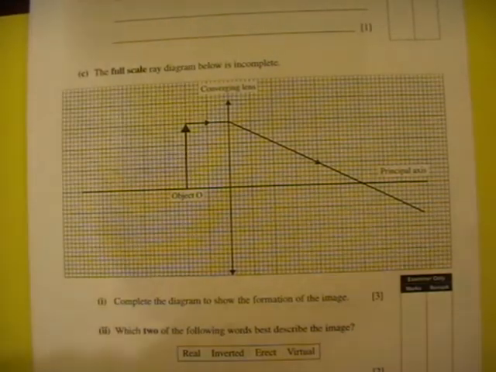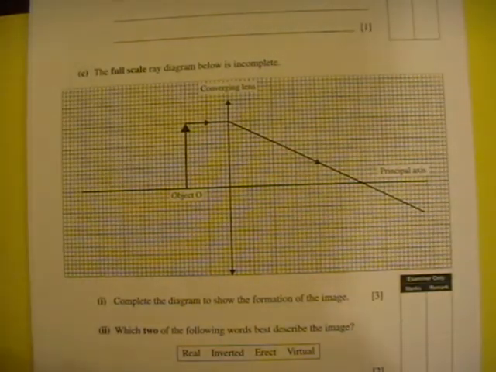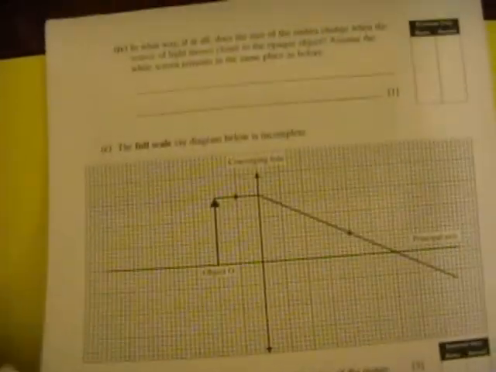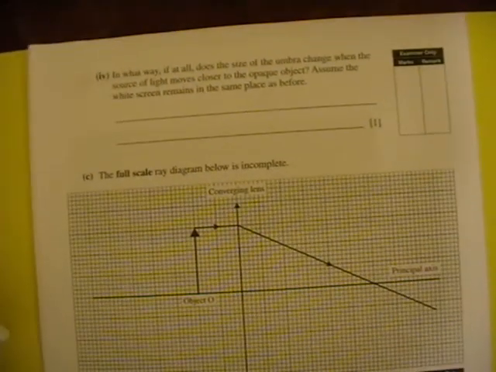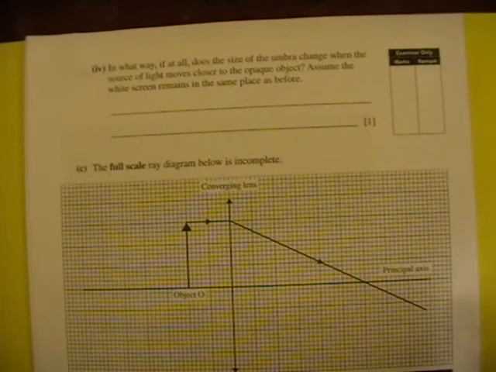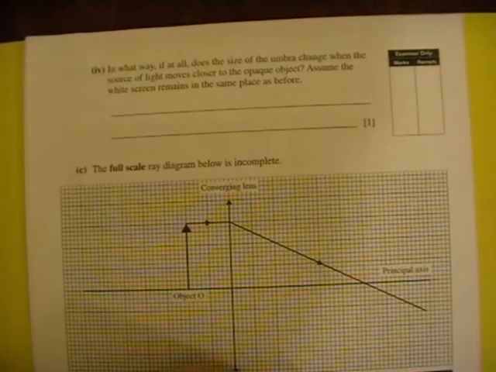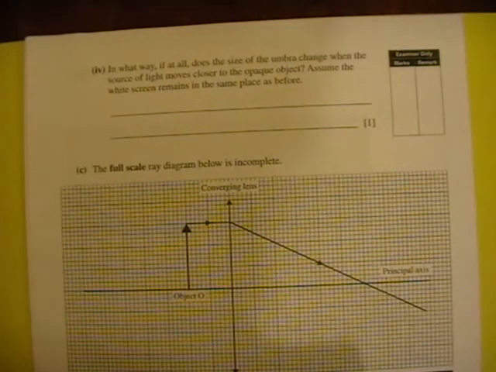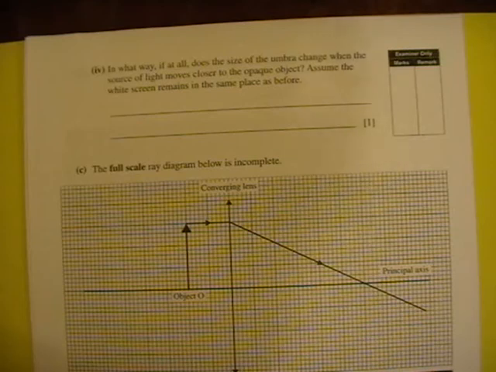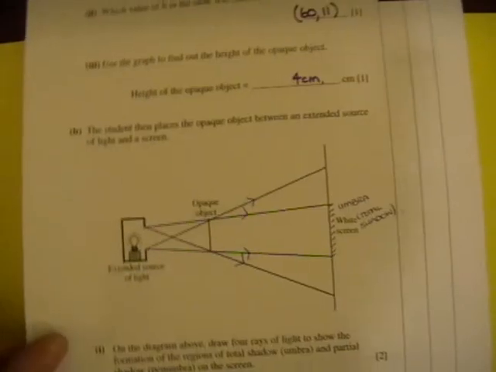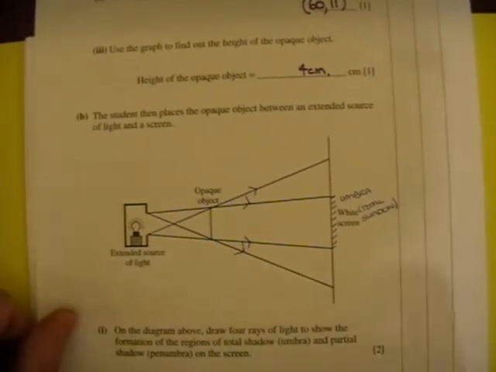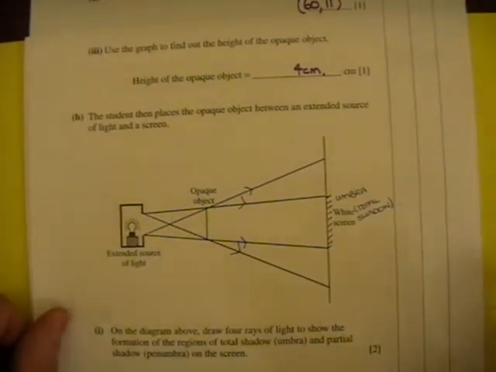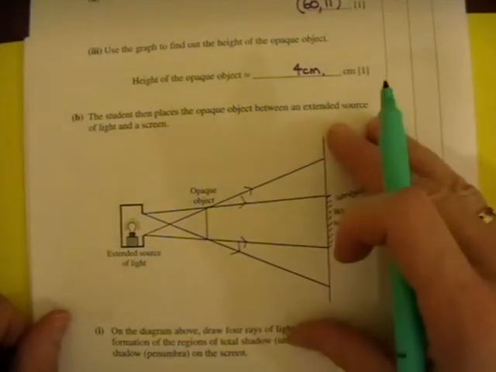Next question. In what way, if at all, does the size of the umbra change when the source of light moves closer to the opaque object? Assume the white screen remains in place as before. Now, if you weren't sure about that, it's a really good idea, I'm just going to go back to this again, and I'm going to draw over the top of it, even though I wouldn't do this in an exam.